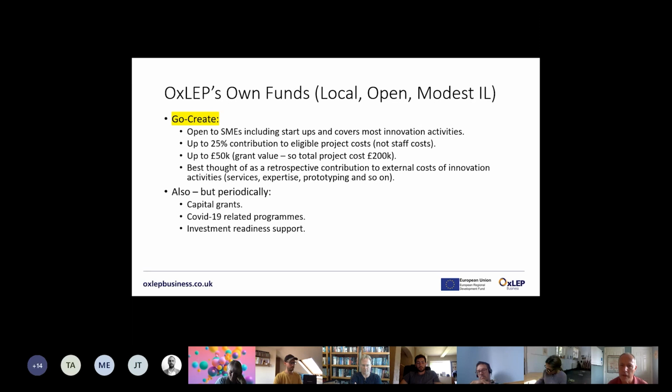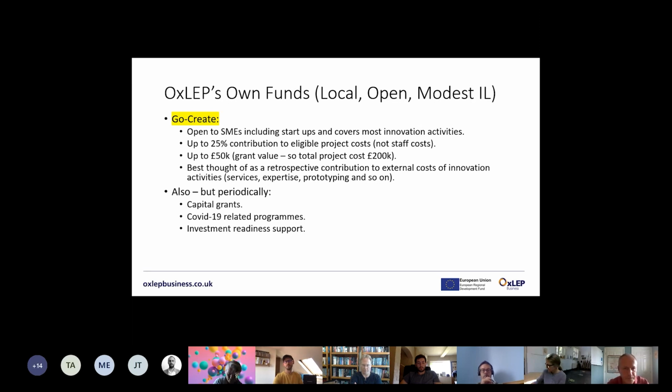So look at the GoCreate scheme. But if you get onto our email lists, you'll find out more about things as they come on, and it's worth a periodic look at the website. If you're wondering what Oxlap's GoCreate scheme will cover, as I said, it's pretty broad. So have a look at some of the case studies that we've prepared, because they would give you a really good feel for what the scheme's about.